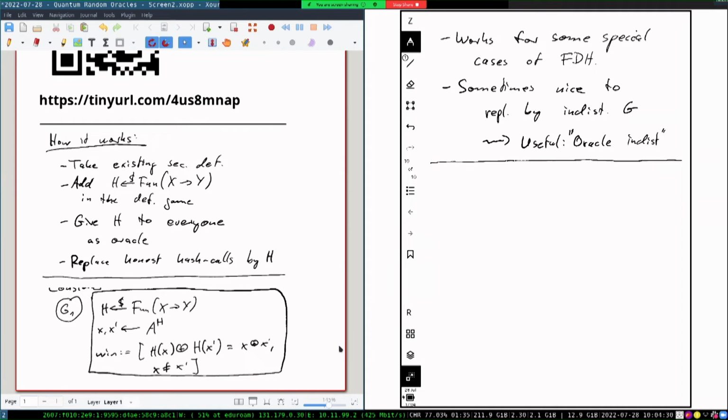Okay, so this was the most basic technique that we can use in the random oracle. Now I will come to the second technique, which is called the one-way to hiding lemma, also known as O to H.